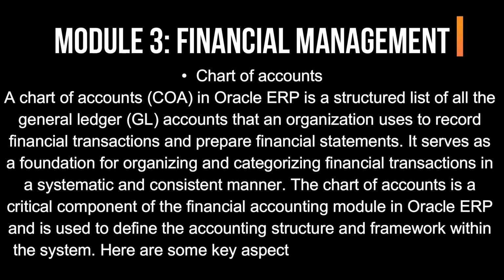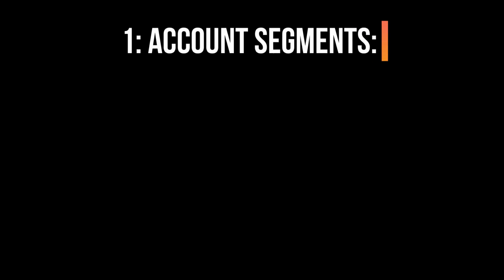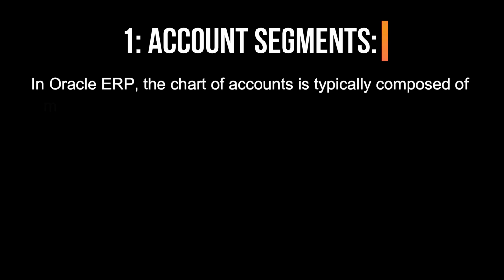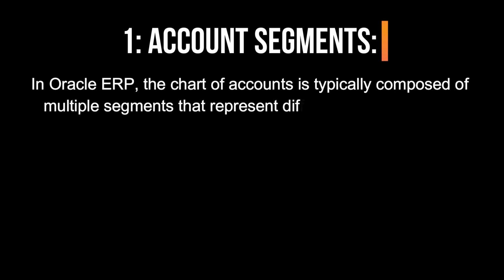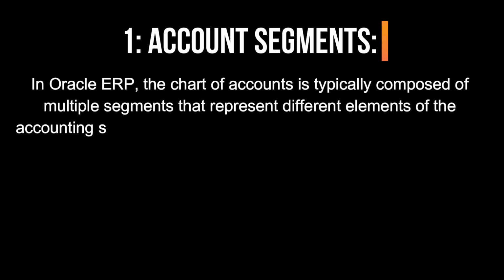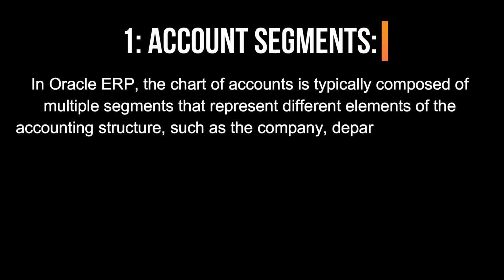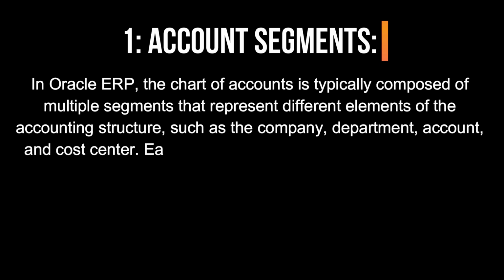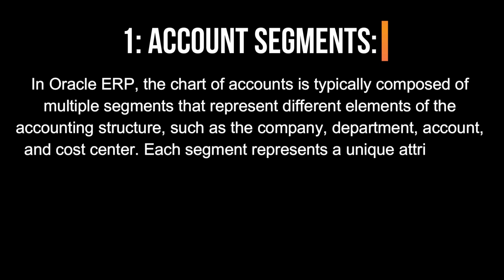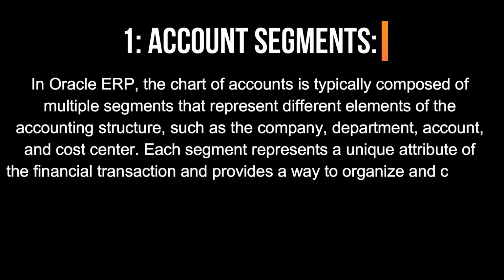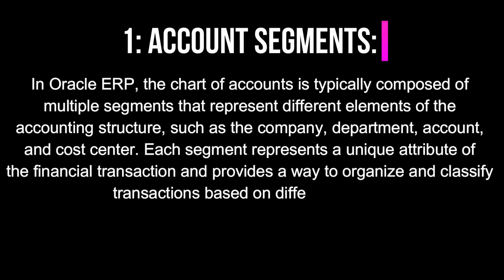Here are some key aspects of the chart of accounts in Oracle ERP. 1. Account segments. In Oracle ERP, the chart of accounts is typically composed of multiple segments that represent different elements of the accounting structure, such as the company, department, account, and cost center. Each segment represents a unique attribute of the financial transaction and provides a way to organize and classify transactions based on different criteria.